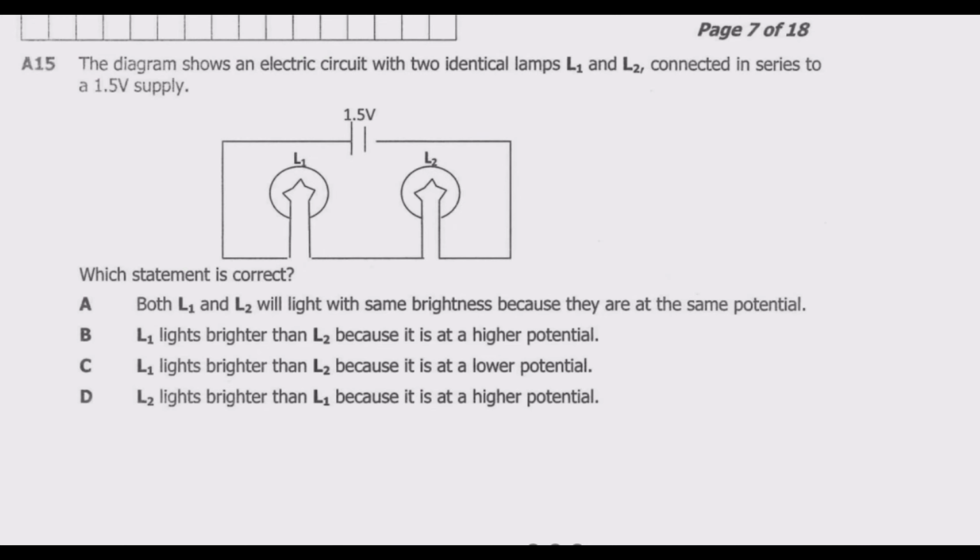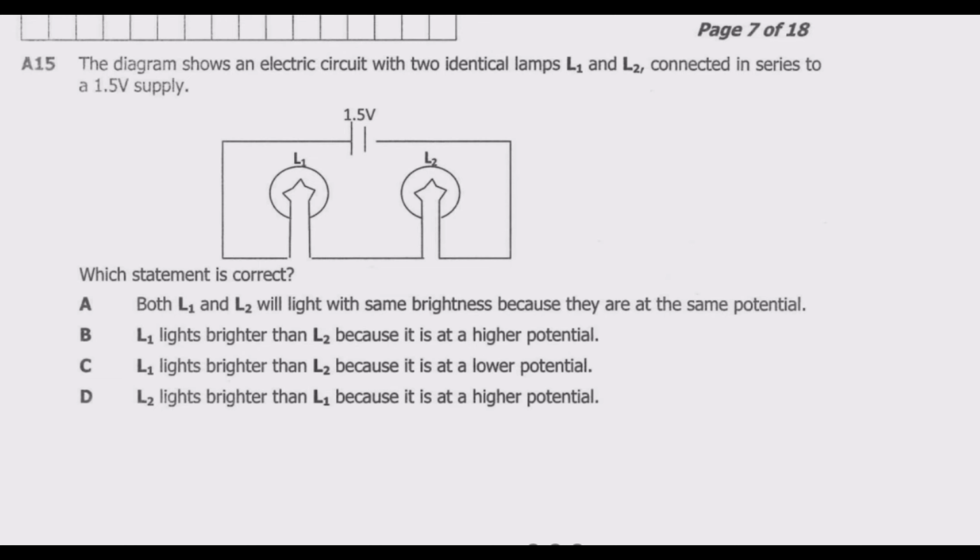Let us look at question A15. The diagram shows an electric circuit with two identical lamps, L subscript 1 and L subscript 2, connected in series to a 1.5 volt supply. Which statement is correct? Option A, both L1 and L2 will light with the same brightness because they are at the same potential. Then B, L1 lights brighter than L2 because it is at a higher potential. Then C, L1 lights brighter than L2 because it is at a lower potential. Then D, L2 lights brighter than L1 because it is at a higher potential.